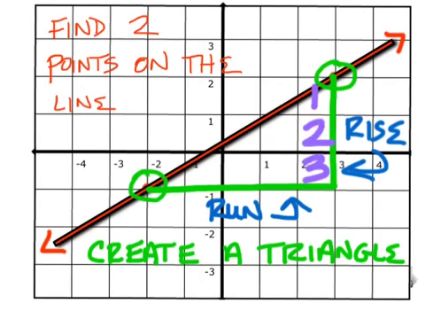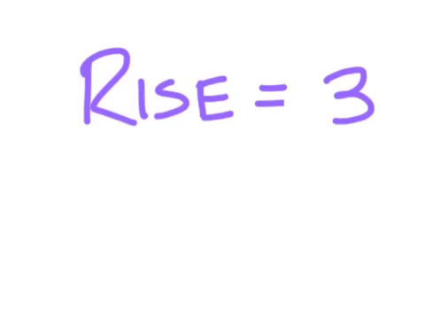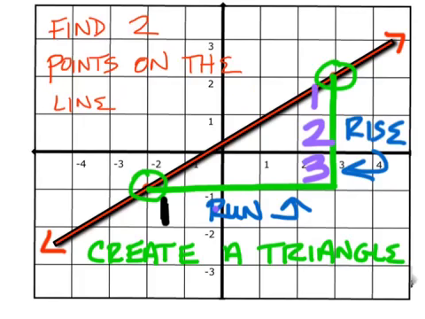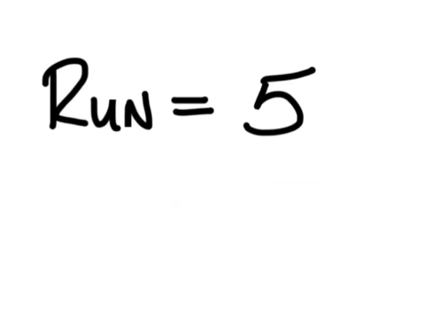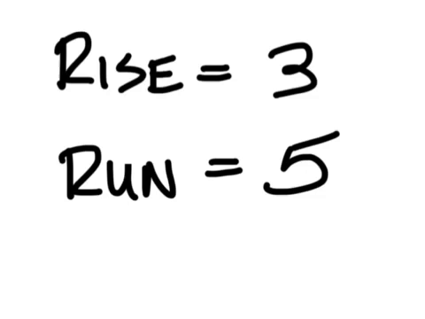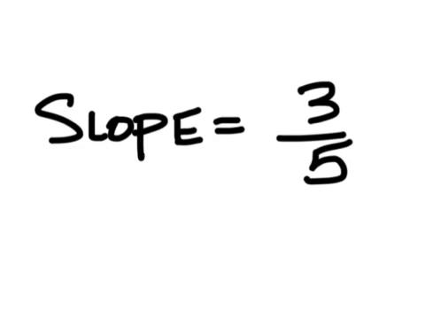So we have 1, 2, 3. The rise equals 3. And then on the bottom we have 1, 2, 3, 4, and 5. So the run is 5. The rise is 3, the run is 5. The slope is 3 over 5.